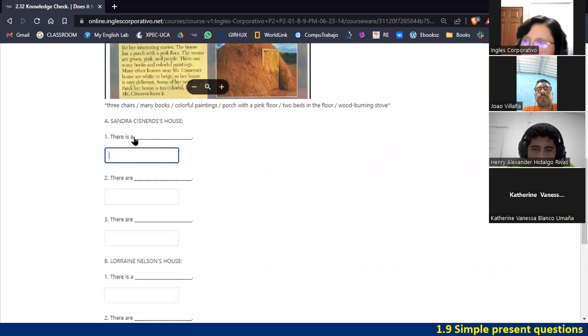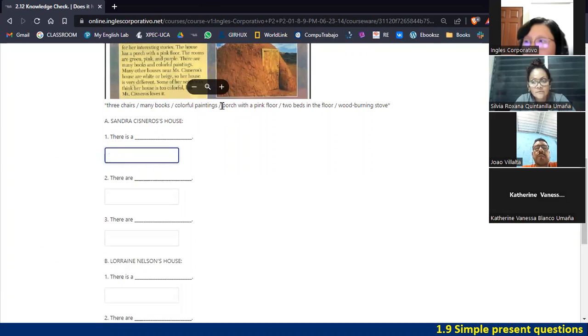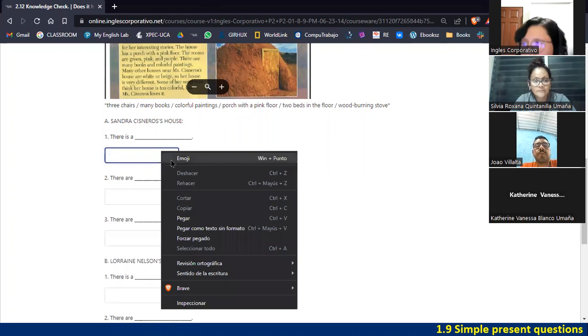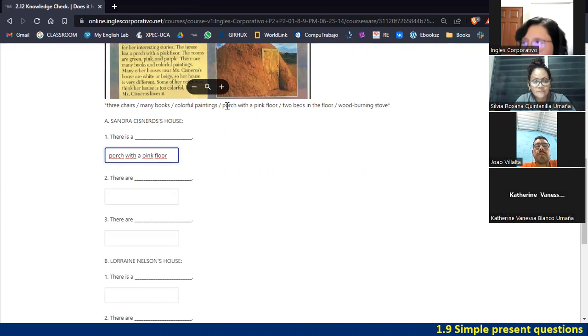Ya solo con ver a, me dice que es un singular, ¿verdad? So there is a what? Porch with a. Exactly, a porch with a pink floor. Entonces yo agarro acá, copio y pego. Right? Porch with a pink floor. Okay, very good.